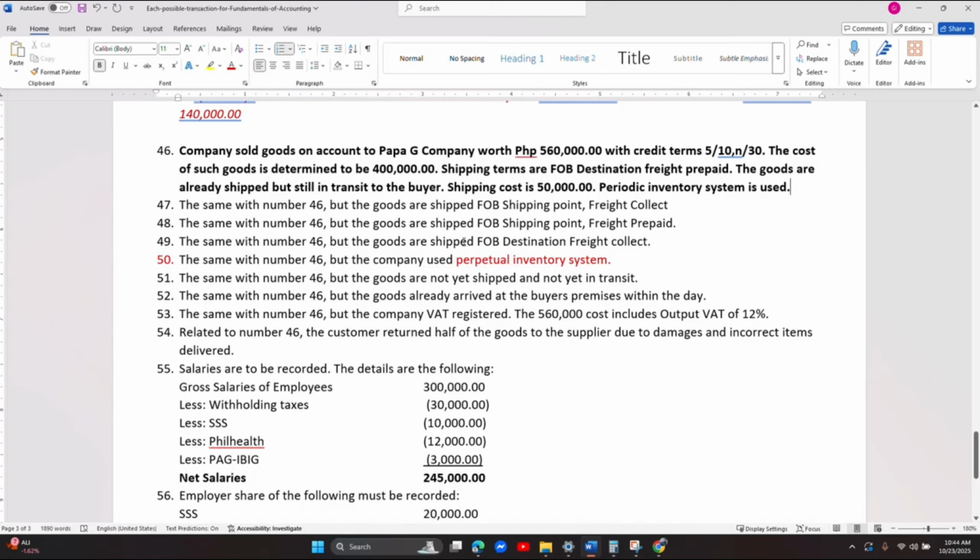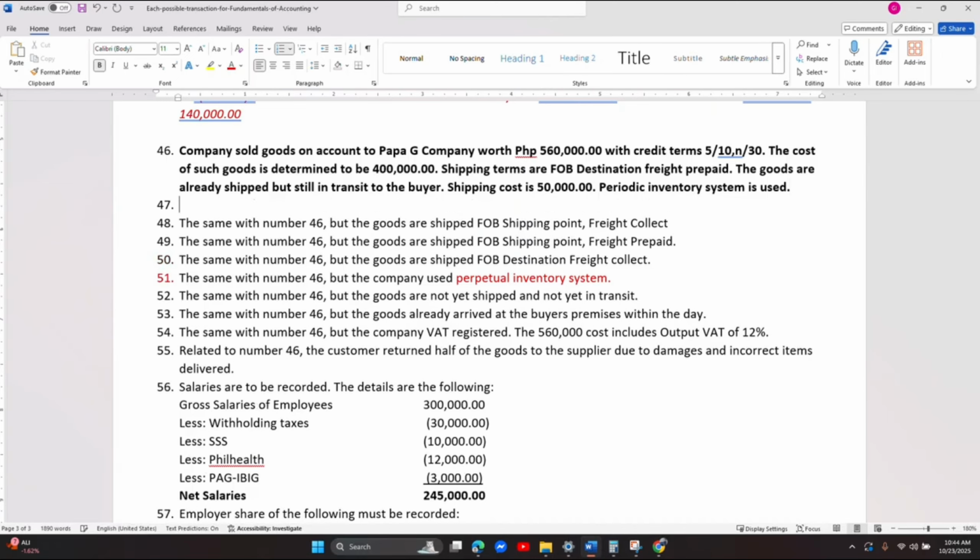Second question. Who is the owner of the goods that are already shipped and are in transit to the buyer? So what are the shipping terms? The shipping terms are FOB destination, freight prepaid. So who's the owner of the goods? The owner of the goods is us as the seller. So will we have an entry related to the sale, like accounts receivable, credit sales? No. Because it's still ours. We did not transfer the ownership or the title yet to the customers. So the analysis is no entry.